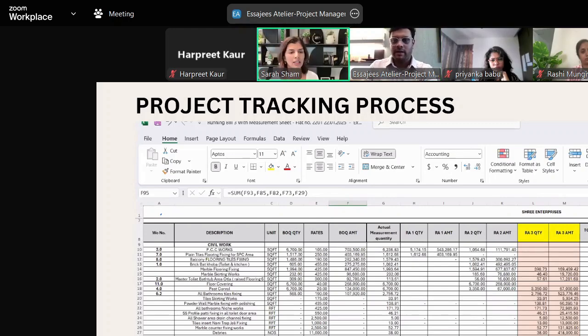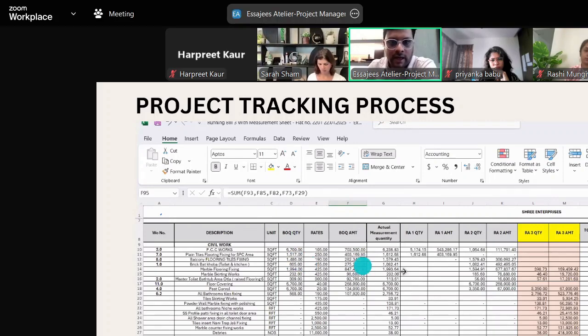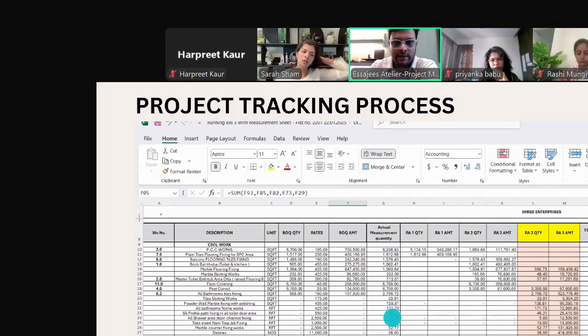There are obviously little escalations that happen along the way. So we try to track that at 3 different stages and understand why. With just the quantity, initially we had quoted 6,700, and the actual measured quantity as per the 3 running bills is 6,238. So this will also help to justify what the quantities are and where the major escalations are.